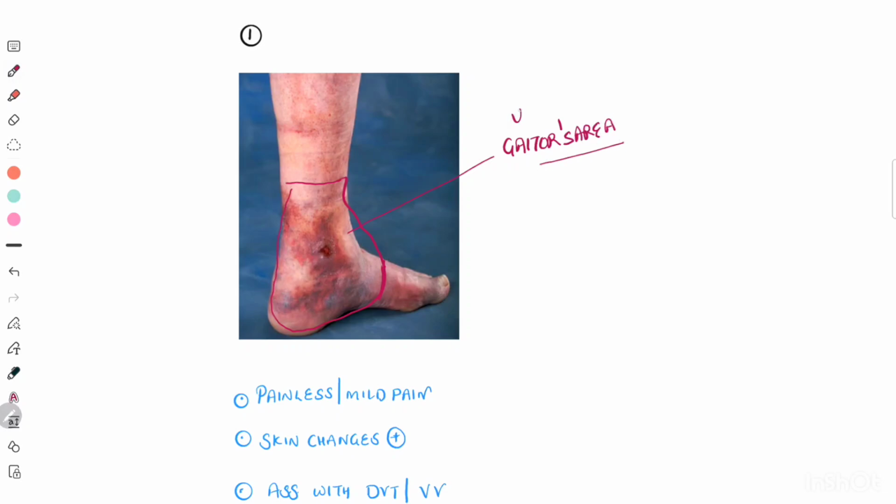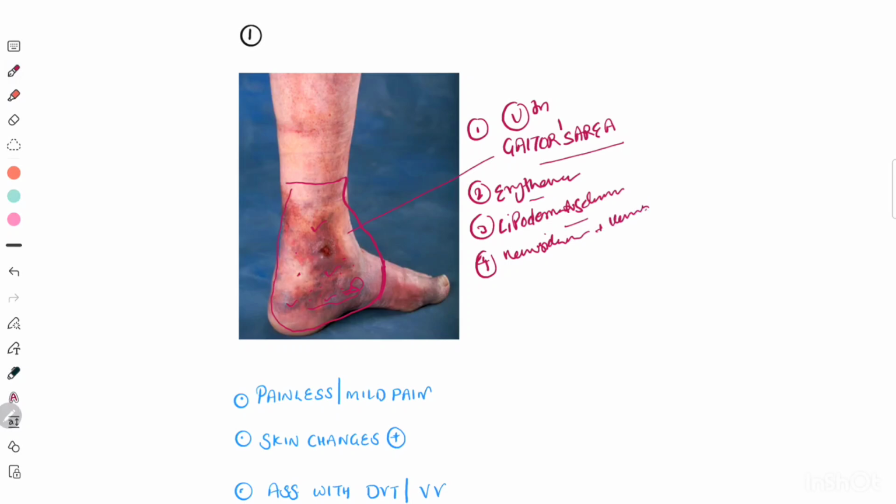So there is an ulcer in the gaiter area, first thing. Second one, can you see there are skin changes like this. There is redness, which is known as erythema, and there is white, and there are skin changes, thickening of skin, which is known as lipodermatosclerosis, erythema, and there is hemosiderosis, this brown pigment heme known as hemosiderosis, and there is an ulcer.